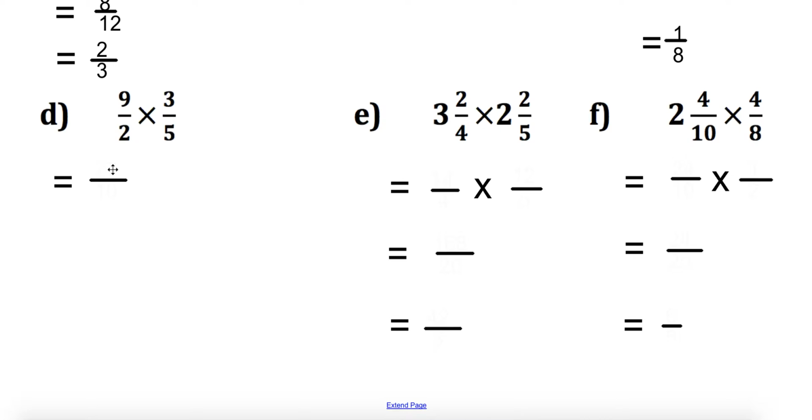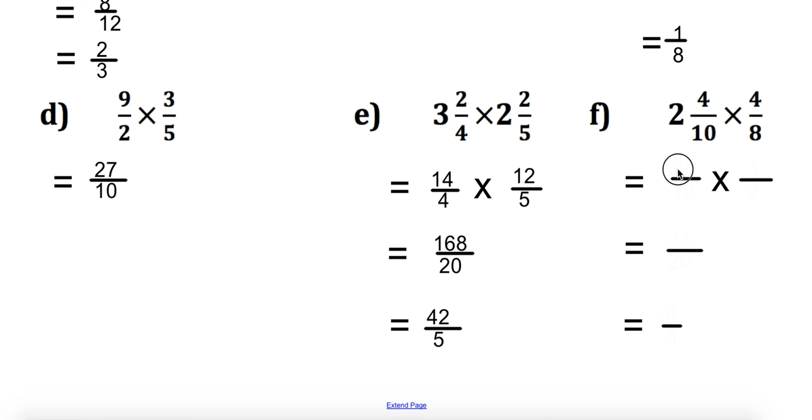Moving down, we've got 9 times 3, which is 27. 2 times 5 is 10. Here we're changing these from mixed numbers to improper fractions. So we get 14 over 4 and 12 over 5. That's going to become 168 over 20, which reduces down eventually to 42 over 5. You can either divide them both by 4 or by 2 twice.